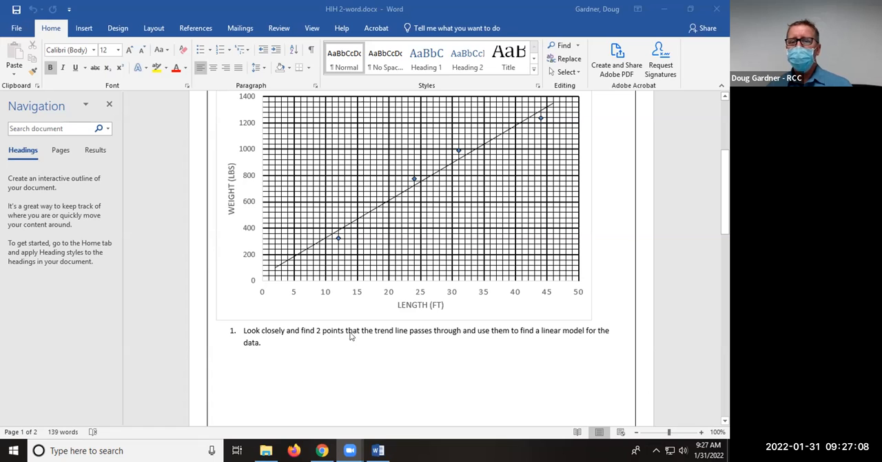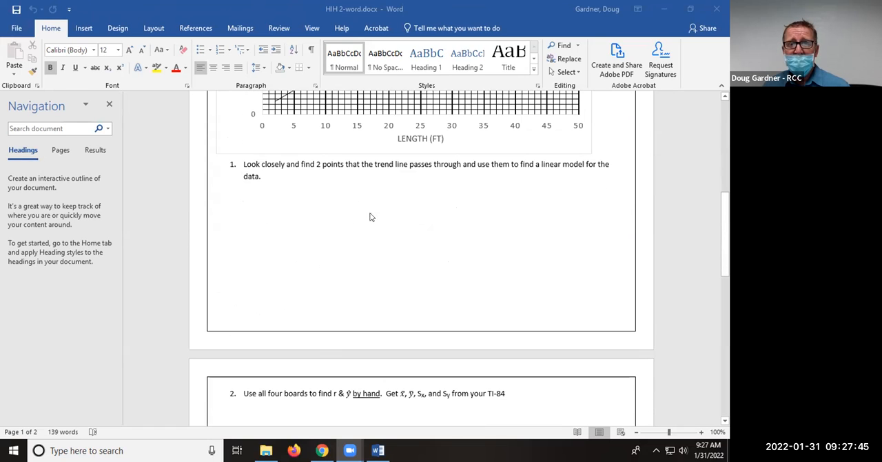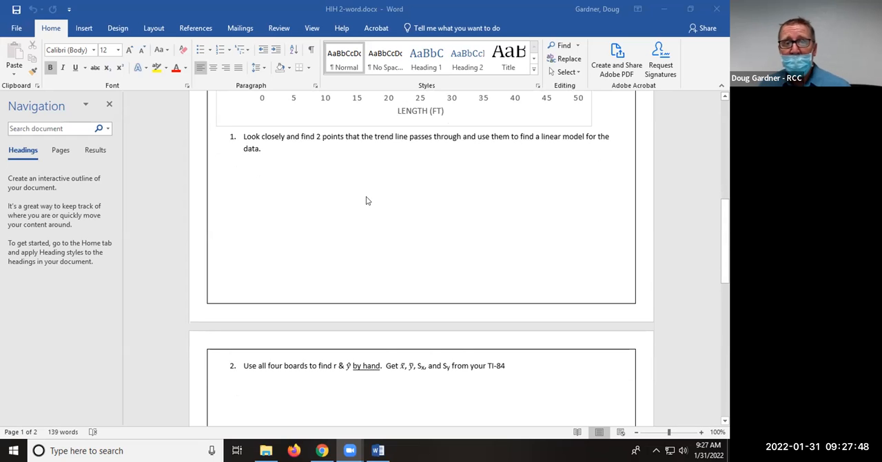So I said look closely and find 2 points that the trend line passes through and use them to find a linear model or a linear equation. That's what we just did a second ago. So, circle them yourself. There's a really good one right there. I kind of purposely tried to make this hit lots of them just to make it easy for you. There's one way up there. By the way, it'll actually be a little better if you choose one way up here someplace and then one way down here. They'll be a little more accurate than if you choose 2 that are really right next to each other here. But that one looks awesome right there, 45 and whatever that is over there. So you should be able to find the equation yourself by hand.